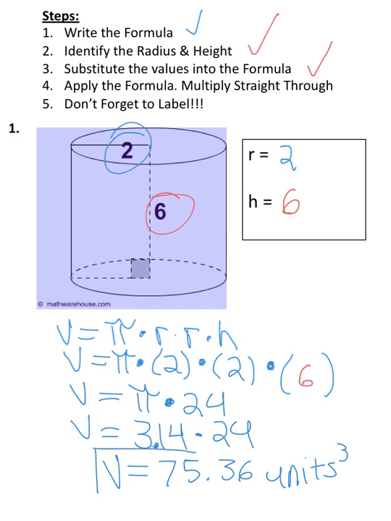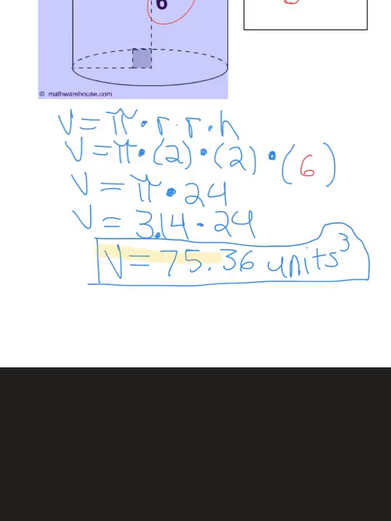Now when we do volume, it's going to be cubed. So this time with volume, we do units cubed. So you can't forget that. So the volume of this cylinder is 75.36 units cubed. Remember, we have to label and it needs to be cubed. The reason why it's cubed is because we multiplied 3 things in a row. So that would give us volume units cubed.